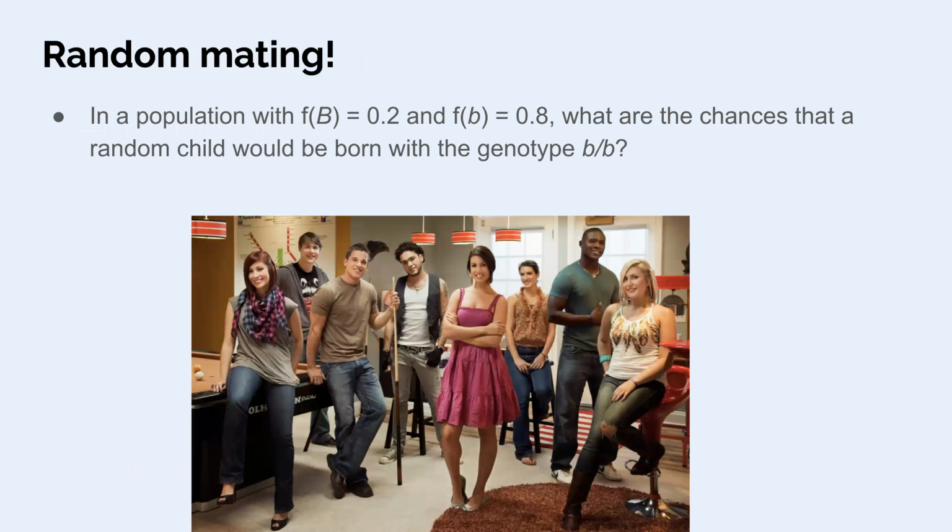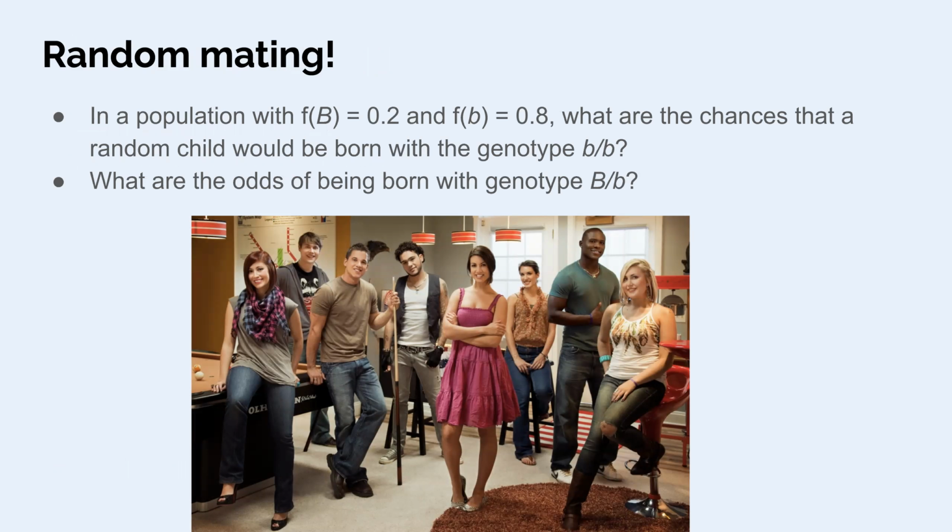All right, so let's see if we can calculate one of these. Let's say we have a population with big B as 20% of the alleles, and little b as 80% of the alleles, or 0.8. What are the chances that those will combine and give us an offspring with the genotype big B, little b?